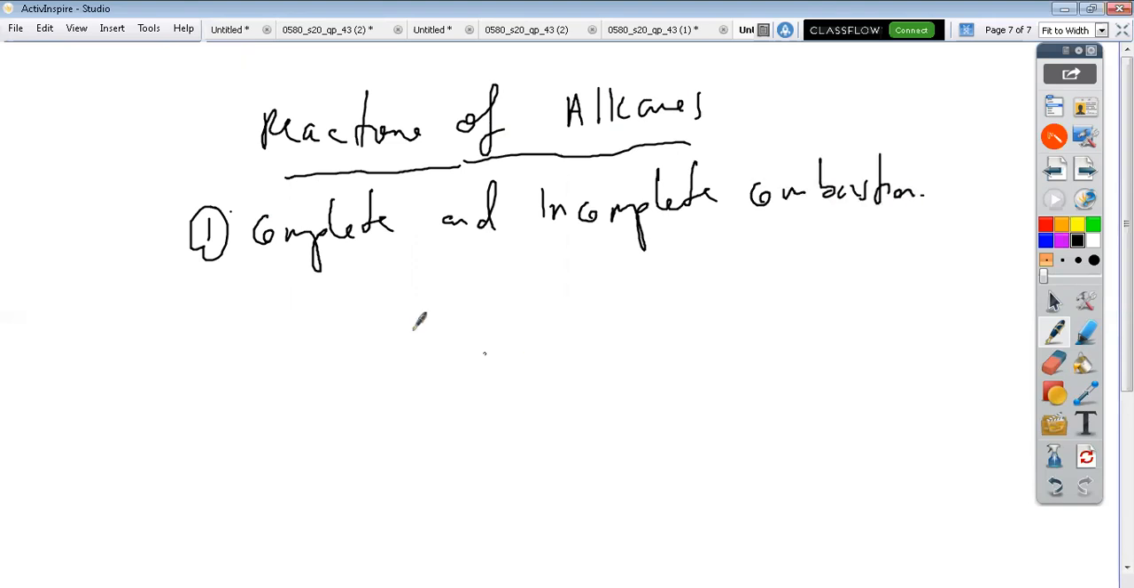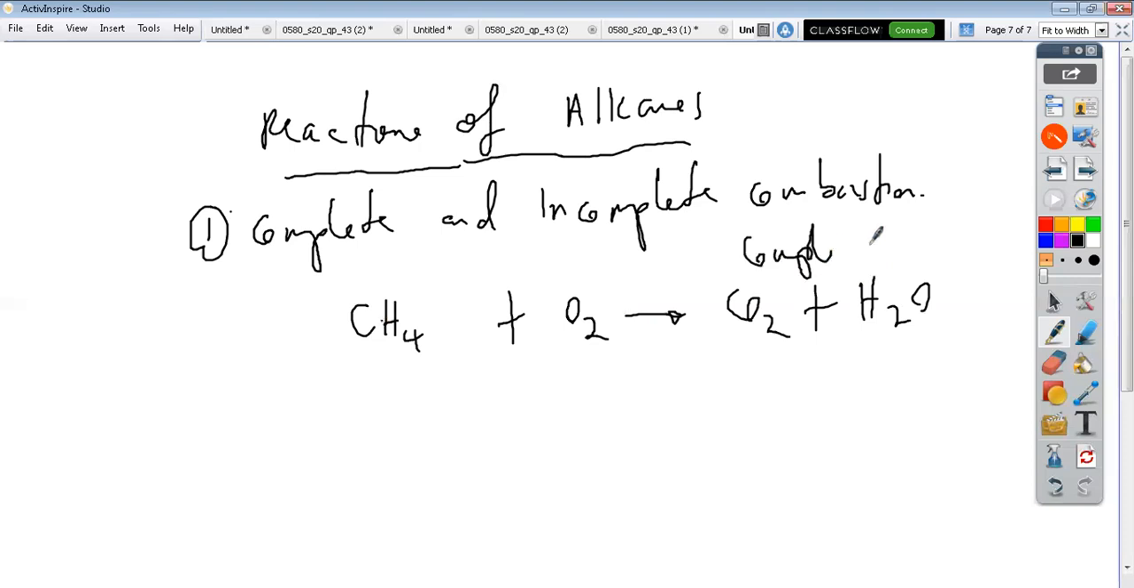Complete and incomplete combustion. So I'll pick an example, CH4. If I burn it, complete combustion always produces carbon dioxide and water. Clear? When you have carbon dioxide and water when you are burning, it means this is complete combustion. Carbon dioxide and water. Is it balanced?